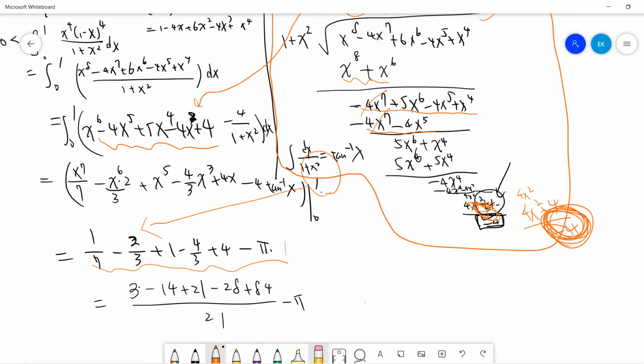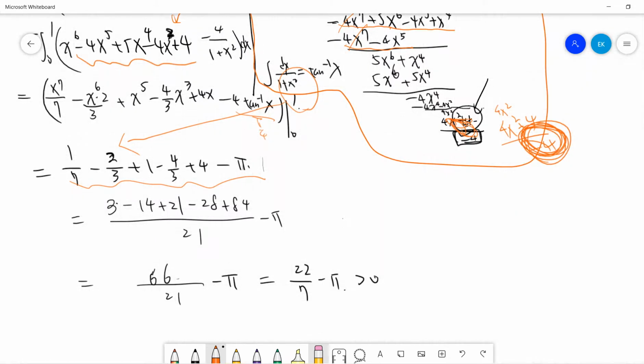I just take out all the coefficients. For arctangent 1, that is 45 degrees, so you get pi over 4, times 4, so it's minus pi. Then you put x equals 0, and everything is 0, because this is a polynomial in x. Then combine all of it, you get 21 in the denominator: 3 minus 14 plus 21 plus 28 plus 84. If you compute carefully, it should be 66 divided by 21 minus pi. You divide by 3, and you get 22 divided by 7 minus pi, which is greater than or equal to 0.